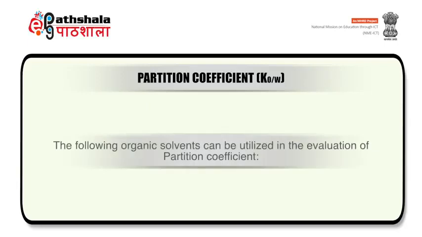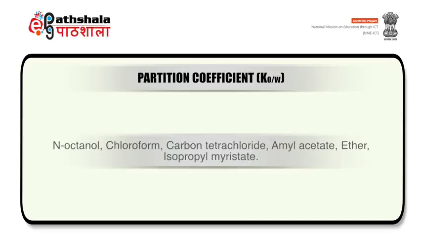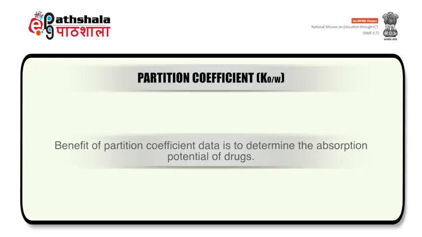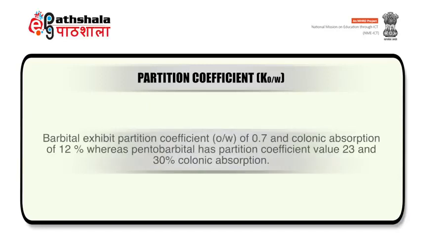The following organic solvents can be utilized in the evaluation of partition coefficient: n-octanol, chloroform, carbon tetrachloride, amyl acetate, ether and isopropyl myristate. The benefit of partition coefficient data is to determine the absorption potential of drugs. For example, barbital exhibits a partition coefficient, that is an oil-water coefficient, of 0.7 and a colonic absorption of 12%, whereas phenobarbital has a partition coefficient value of 23 and 30% colonic absorption is shown by it.